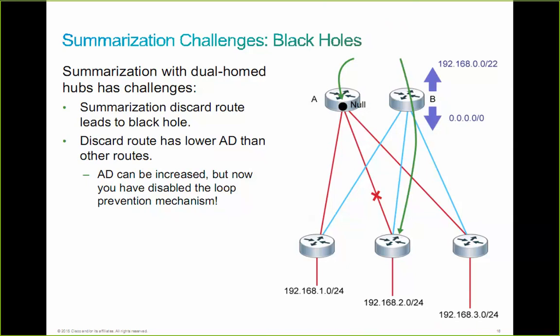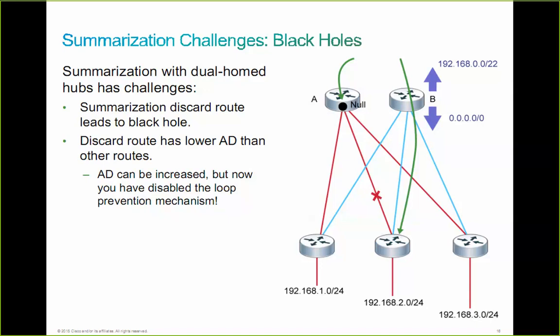But we have to be careful not to configure summarization between the hub routers also, because the discard route, that null zero route, gets installed with an AD of 5, but the other routes that we learned from the other routers have a higher AD, so they're not going to go into the routing table. Right? All right.